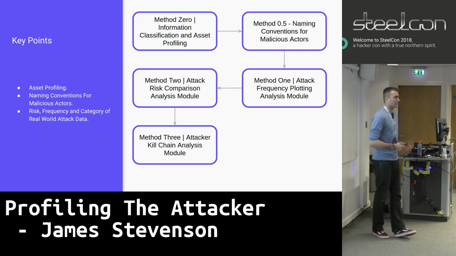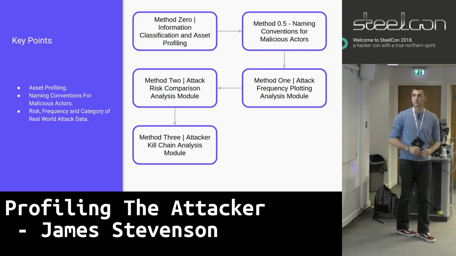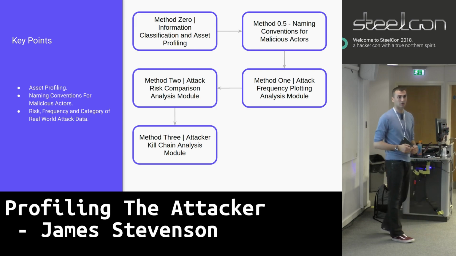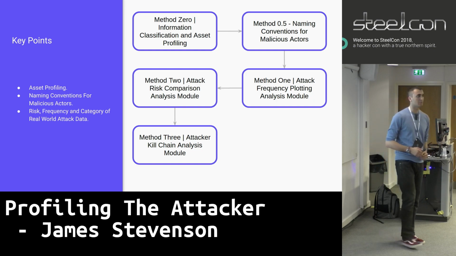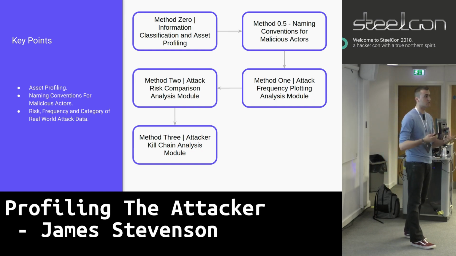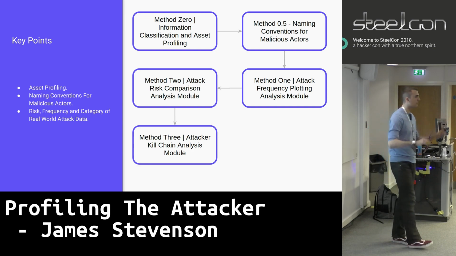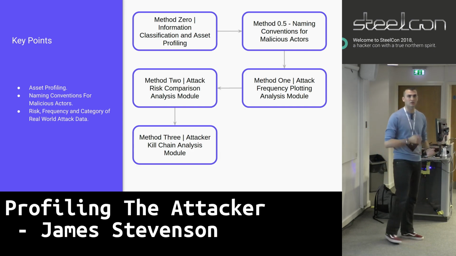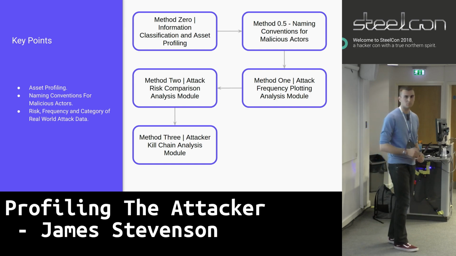So what are we actually going to be looking at? Well, we're going to be covering most of the methods we've spoken about. We're going to be looking at method 0, so we're going to be building an asset profile or an information classification. We're going to be looking at method 0.5, so we're going to be categorizing our malicious actors. Then we're going to be looking at methods 1 to 3. So we're going to look at attack frequency, attack risk, and the category those attacks fall into.